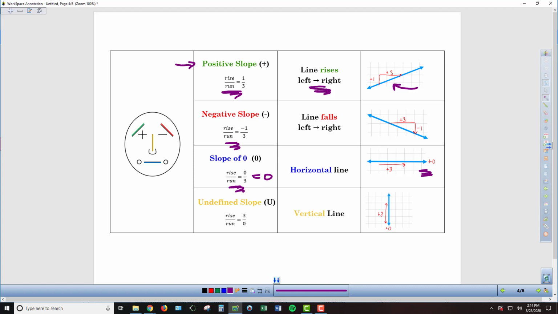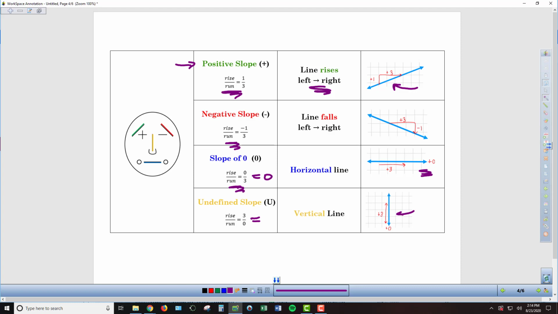And then finally, when a line is vertical, that means we have vertical movement. Again, we've indicated it here as being 3, but it could be just 1 unit from point to point or 4 units from point to point. But we have no sideways movement, so there's no run. And so in this case, we're dividing by 0.